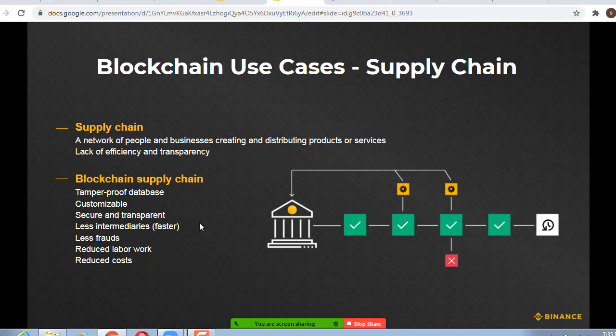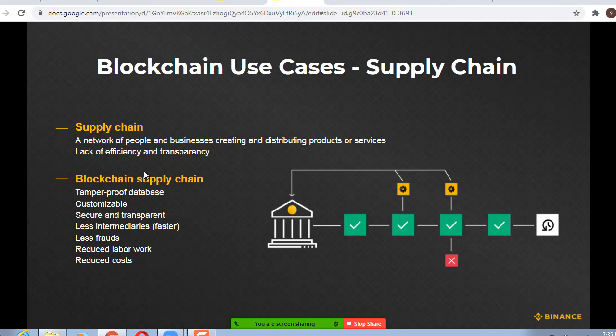Another one is supply chain. Now, in the normal, traditional supply chain, you have a network of people and businesses creating and distributing products and services. So therefore, it lacks efficiency and transparency. Someone can decide to corner the product, or someone can decide to delay because of what he wants to benefit out of that delay, or someone can decide to just fast track it without getting you notified. So there is a lot of error in the traditional supply chain.